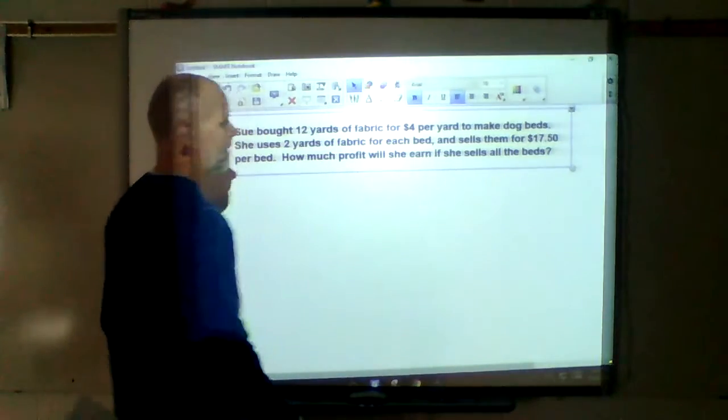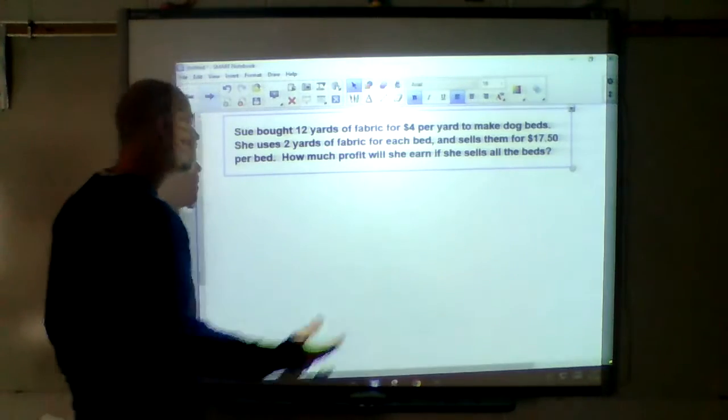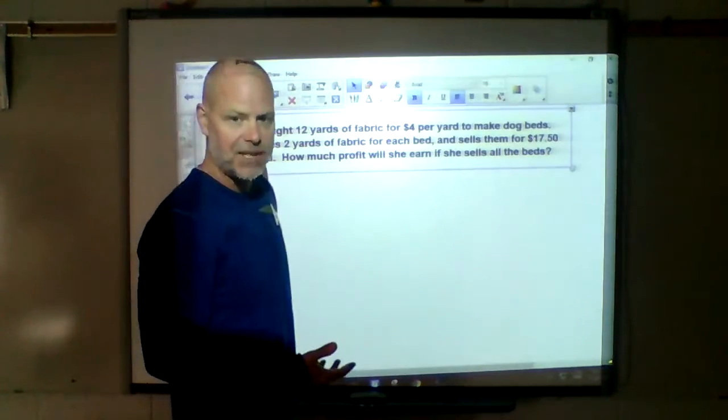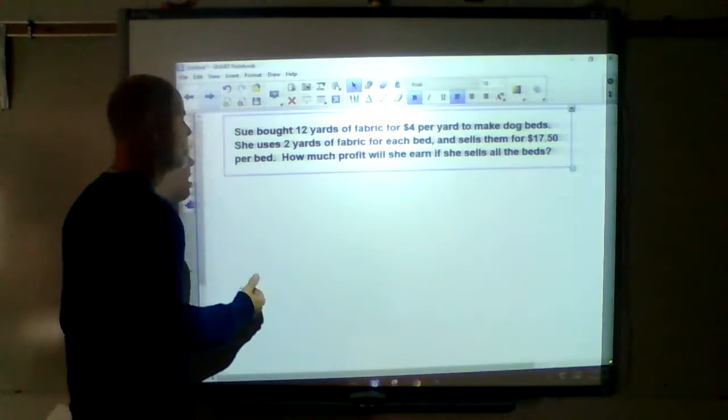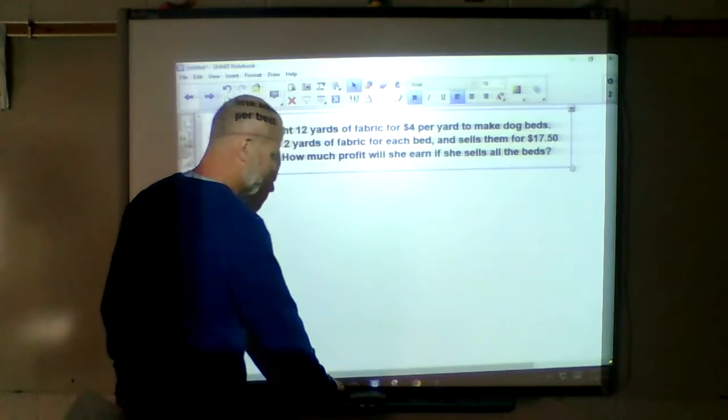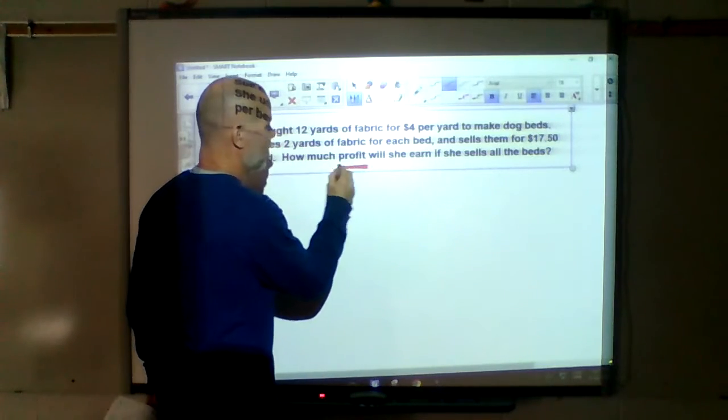Sue bought 12 yards of fabric for $4 per yard to make dog beds. She uses 2 yards of fabric for each bed and sells them for $17.50. That's not bad, per bed. How much profit will she earn if she sells all the beds? Well, this is an interesting word right here. Profit.